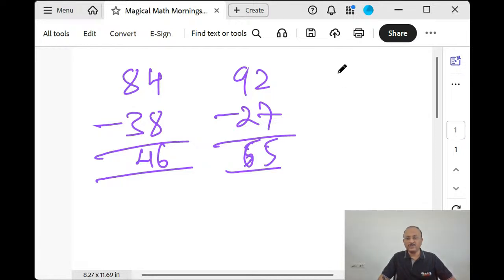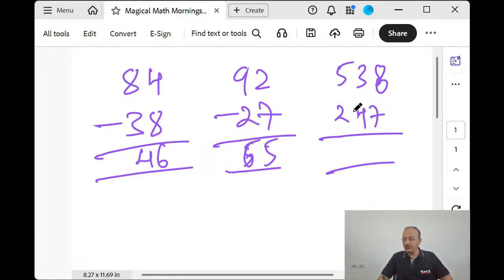Okay. Maybe we want to subtract 538 minus 247. First you go for 100, then tens, then ones. So we go for 200s, correct? No? It will bring us to 447. Then 47 plus 90 is 137. And what we get? 1. 291. We'll be writing it in this reverse order.